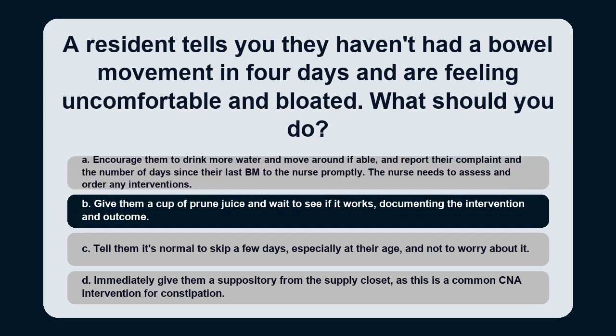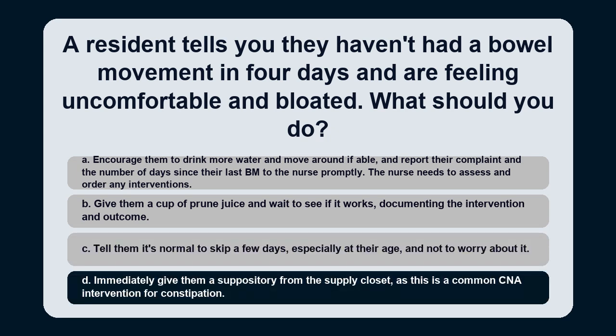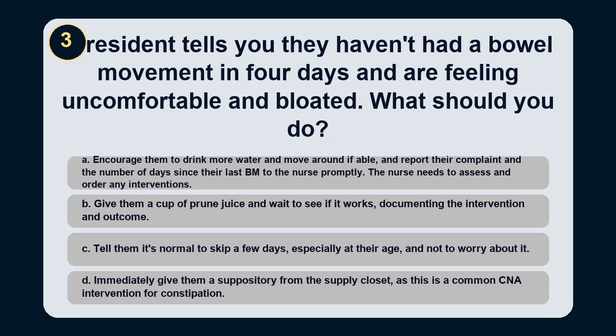Option B. Give them a cup of prune juice and wait to see if it works, documenting the intervention and outcome. Option C. Tell them it's normal to skip a few days, especially at their age, and not to worry about it. Option D. Immediately give them a suppository from the supply closet, as this is a common CNA intervention for constipation.